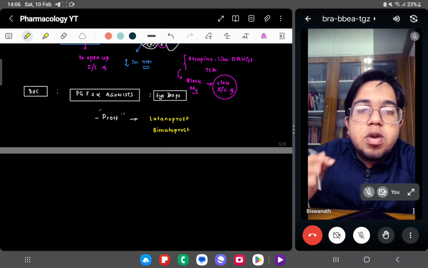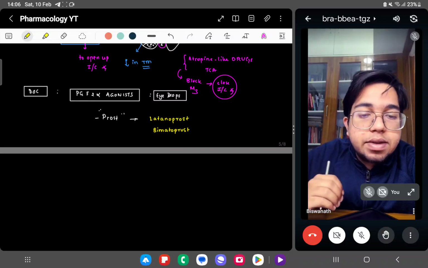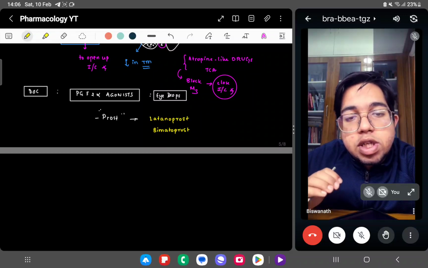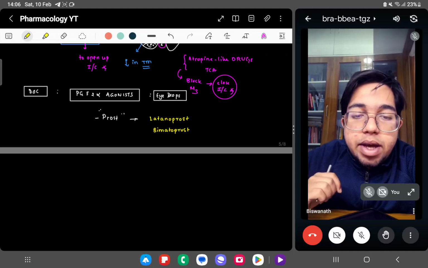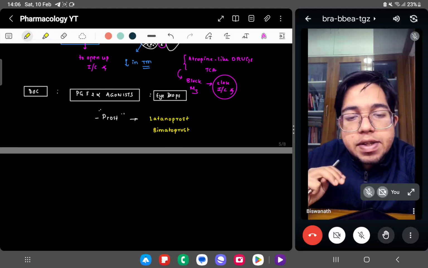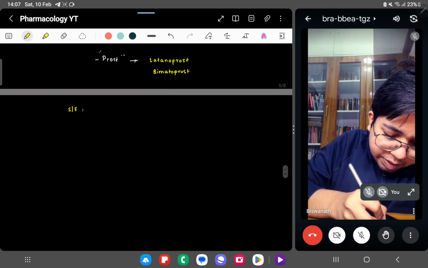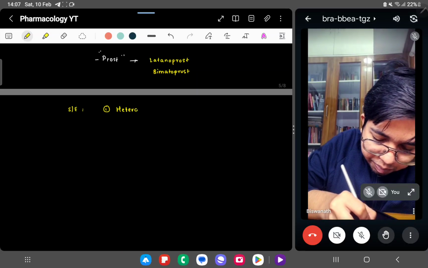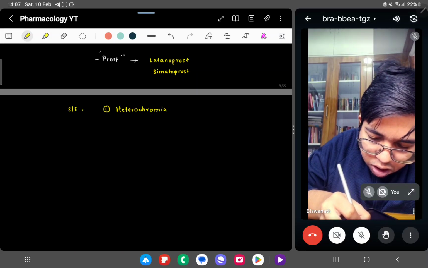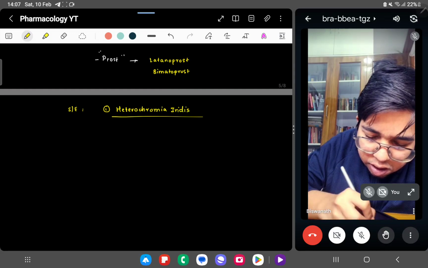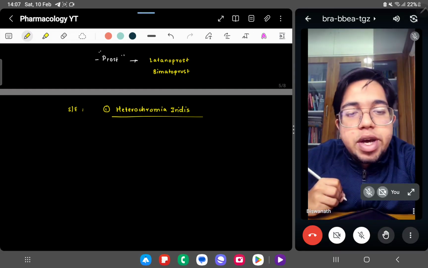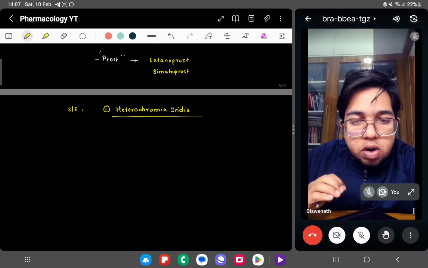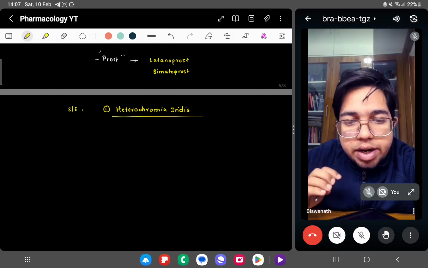You know that prostaglandin increases inflammation, and if you give these prostaglandin F2 alpha agonists, there may be three very classical side effects. We have something called heterochromia iridis. Heterochromia iridis is the difference in the eyeball color, difference in the color of the eyeball. Okay? So this is heterochromia iridis.